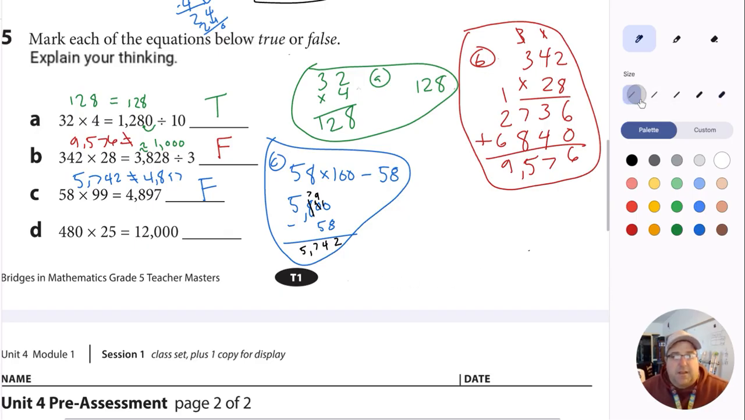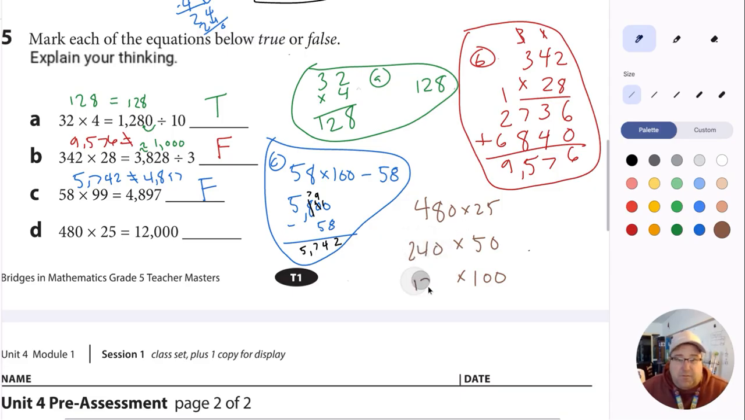Let's just review that double and half strategy real quick. Or you could do standard, but I'm going to, let's see, so if I got 480 times 25, I can double 25 and get 50, and double that to get 100. Now I got to cut 480 in half. Well, half of 48 is 24, so it's going to be 240. Half of 240, well, half of 24 is 12. So what is 120 times 10? Well, right, 120, add 2 zeros. Hey, looks like, yeah, that does work out.